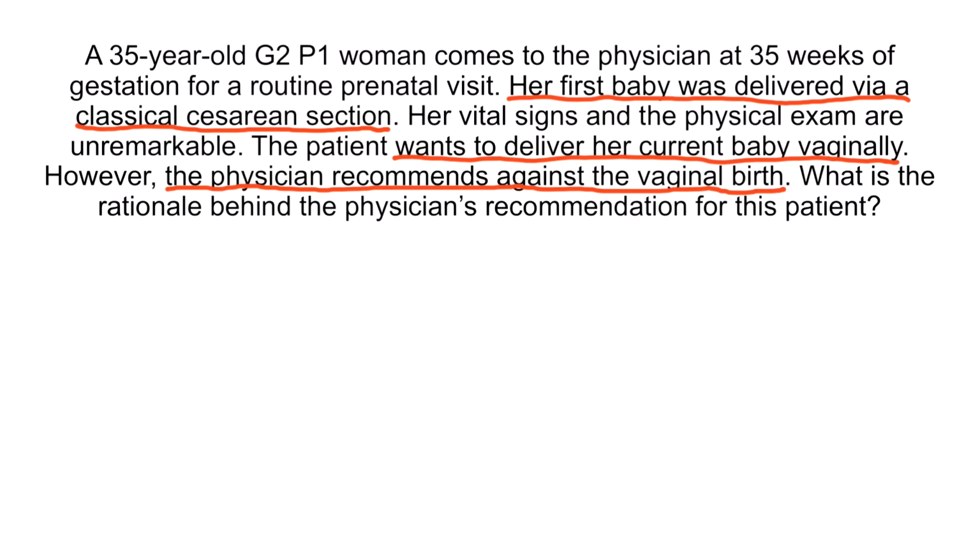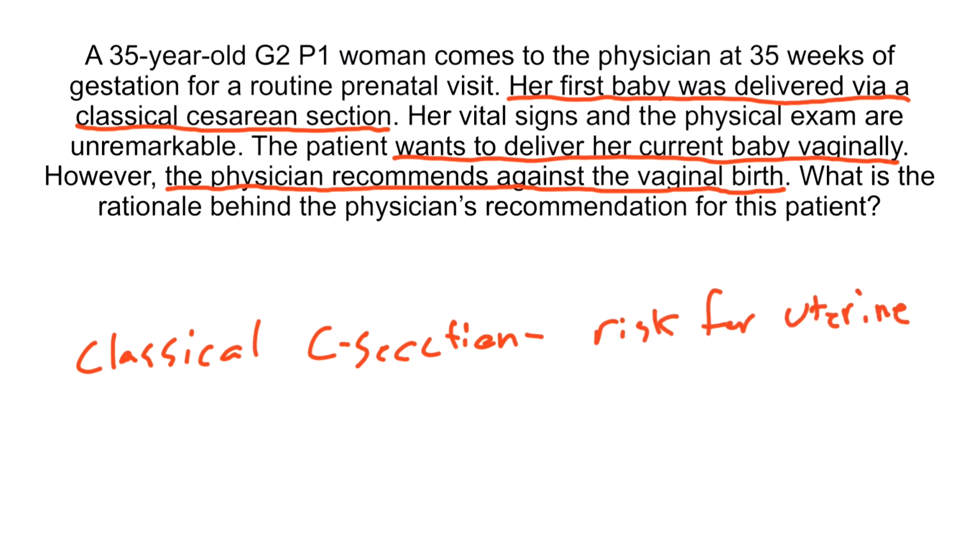All right, this patient delivered her first baby via a classical cesarean section, and now she wants to deliver her baby via vaginal birth. Since classical cesarean section is performed via vertical uterine incision and leaves a significant scar in the uterus, a trial of labor after this is associated with the risk for uterine rupture.